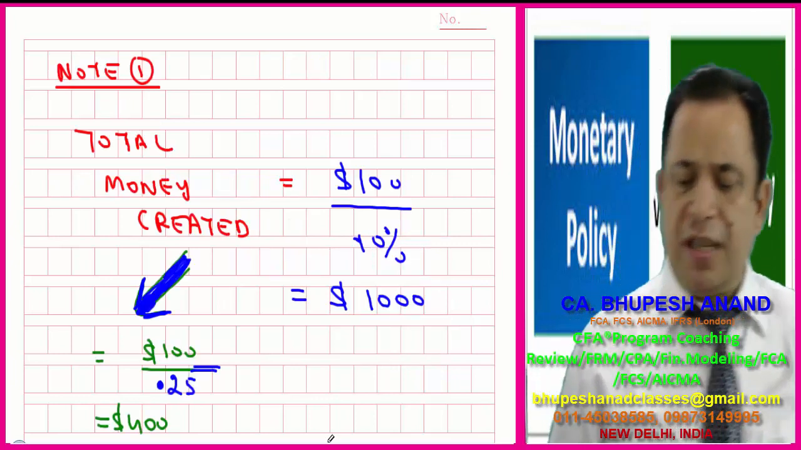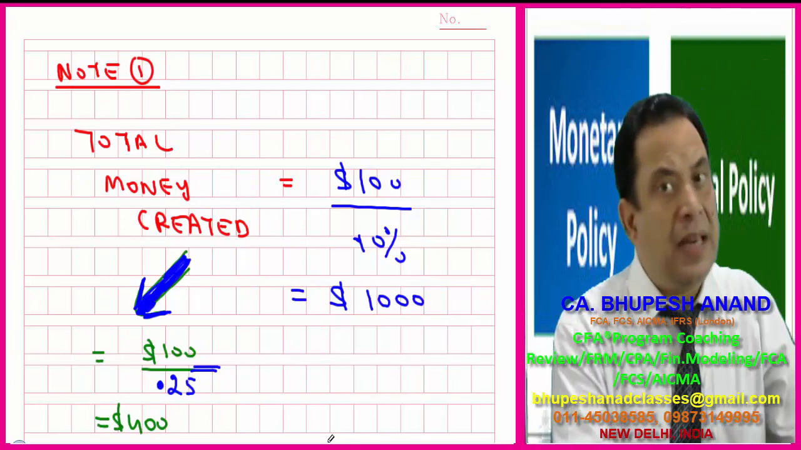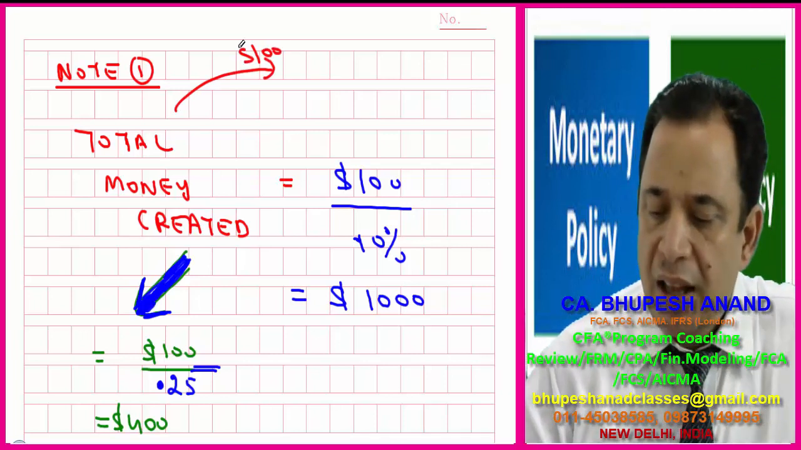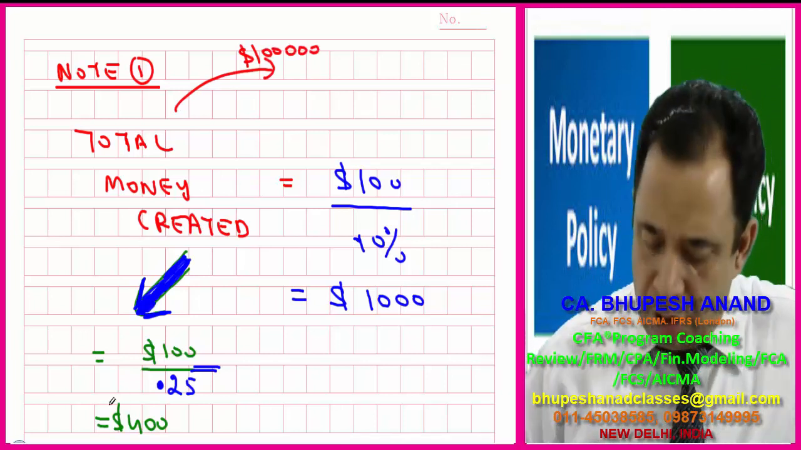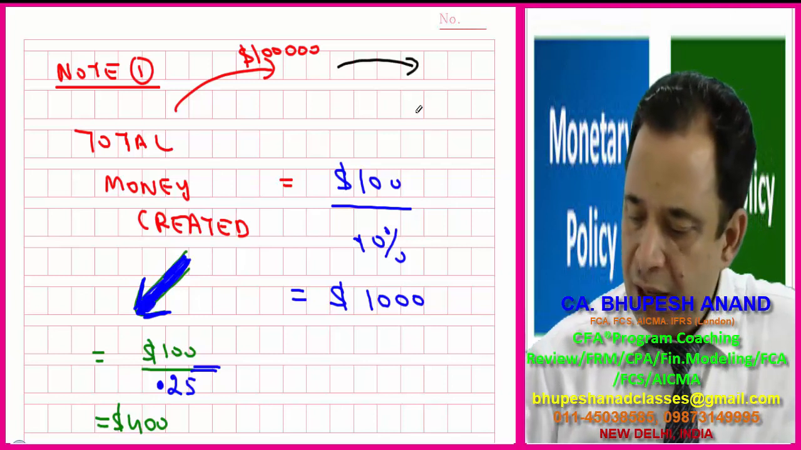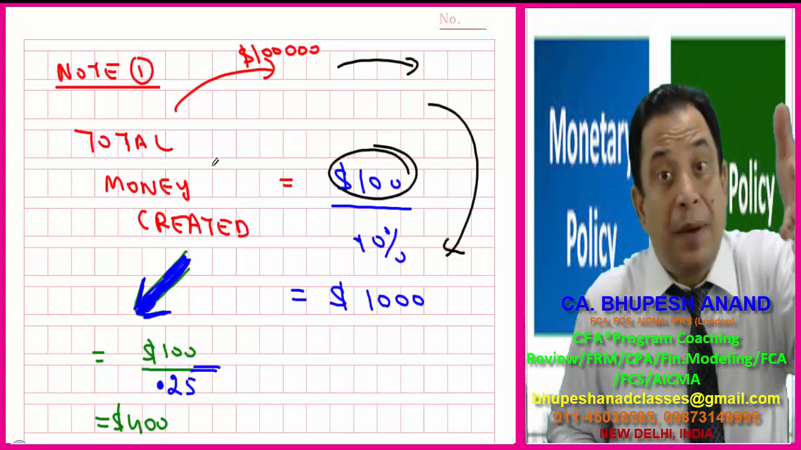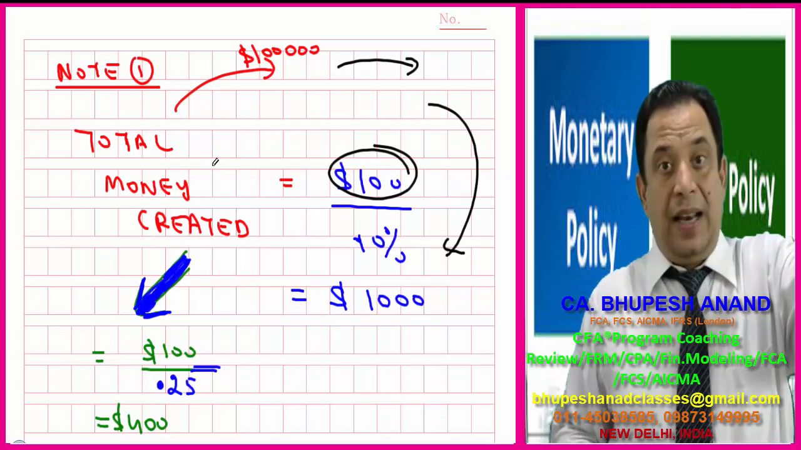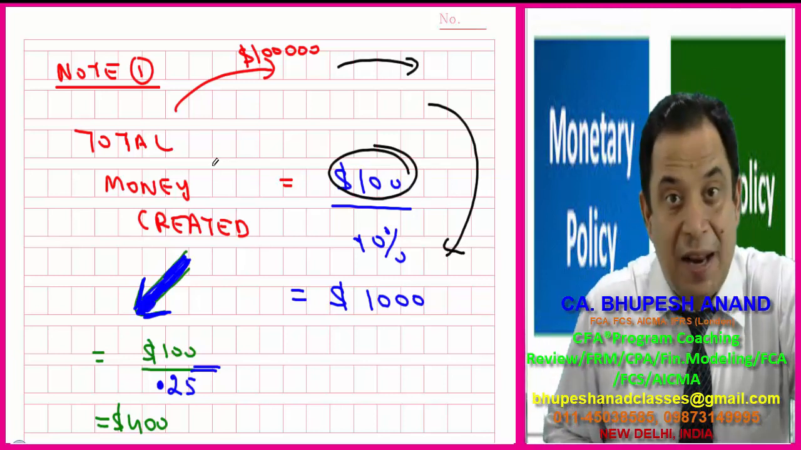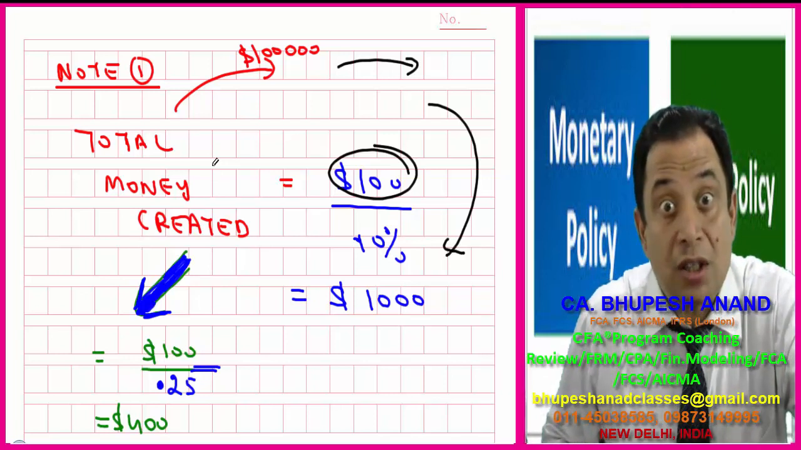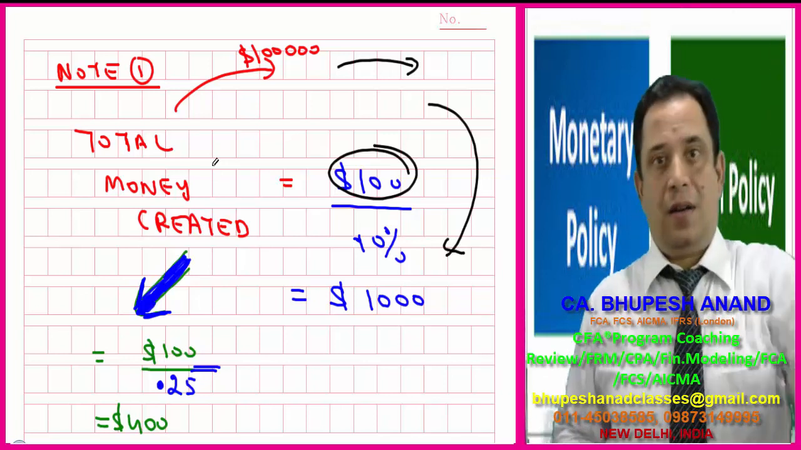Now, the next point I want to tell you is how we can calculate money created. Supposing $100 has been introduced, or $1 lakh has been introduced, and the reserve ratio is 10%. It means if $100 is printed by the US Fed and the retention ratio is 10%, then actually they have created $1,000 of money in the market.